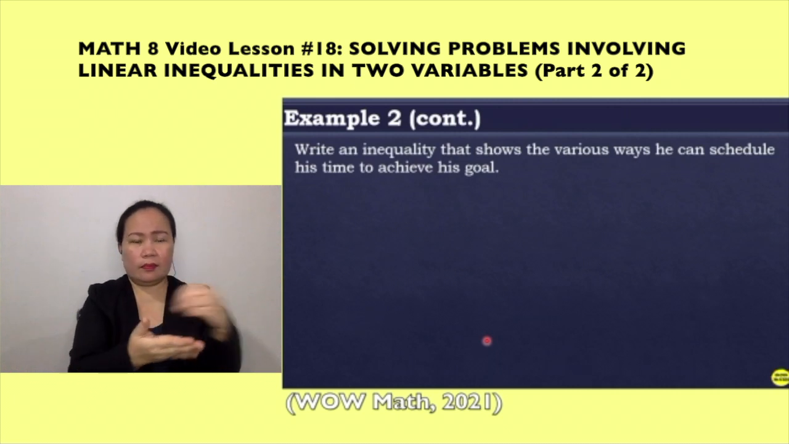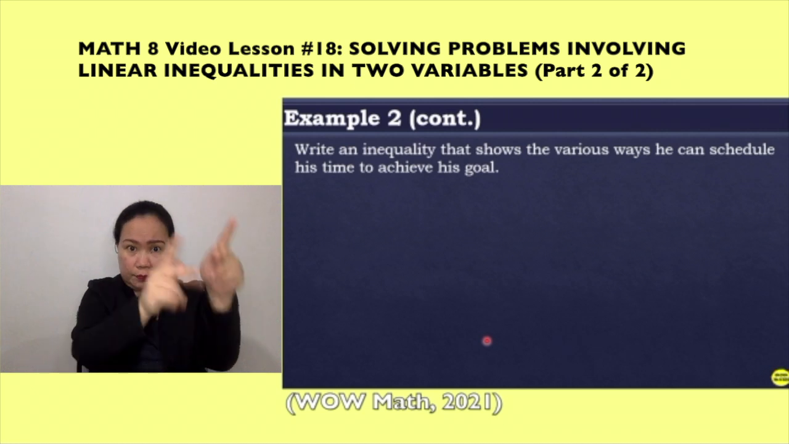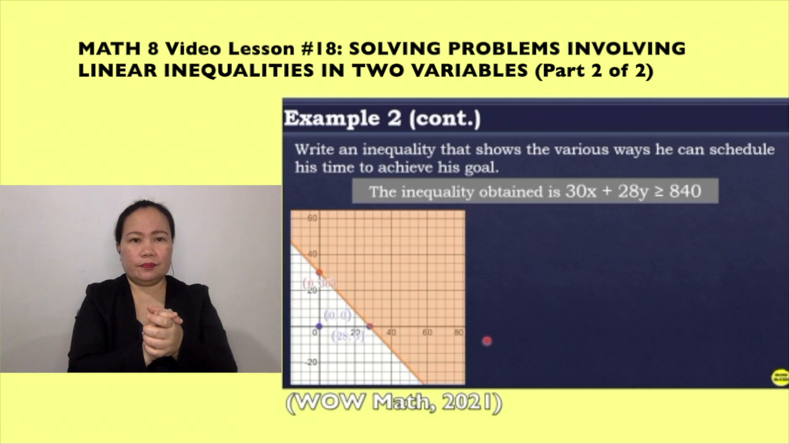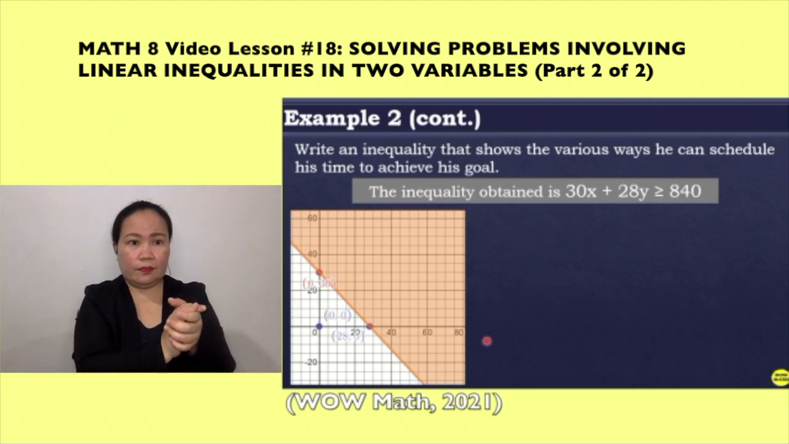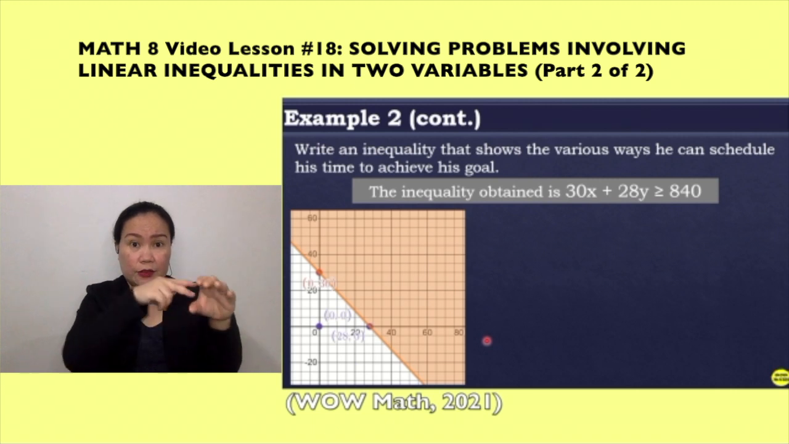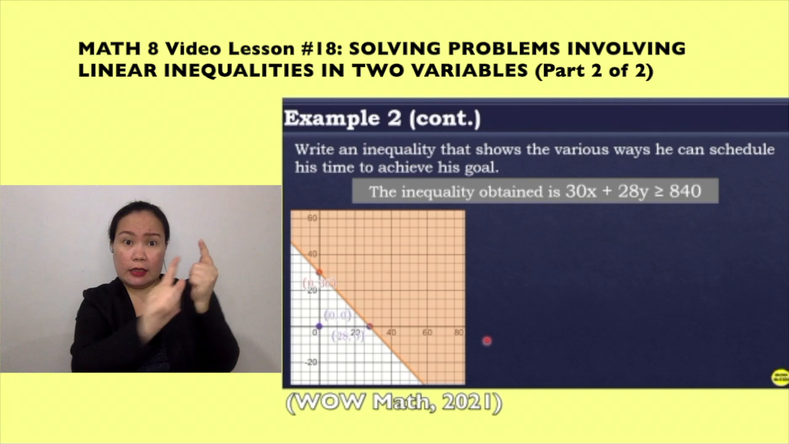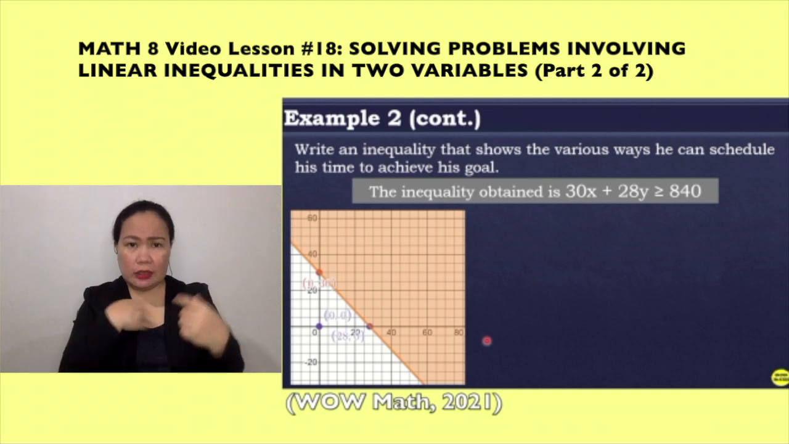So, write an inequality that shows the various ways he can schedule his time to achieve his goal. So, ito yung nakuha nating inequality kanina. Okay? So, ito po yung graph. Kung paano siya ginraph, panoorin nyo po yung video tutorial bago po ito para alam po natin kung paano tayo nag-graph. Okay? So, how to graph linear inequalities in two variables. Yun po yung previous video tutorial bago po ito. Punta po tayo sa playlist para makita po natin lahat.